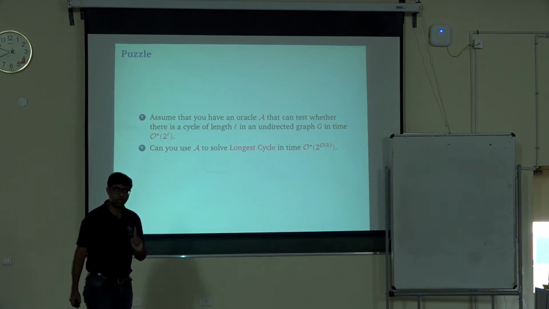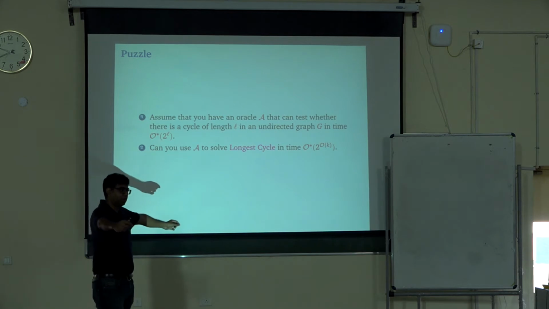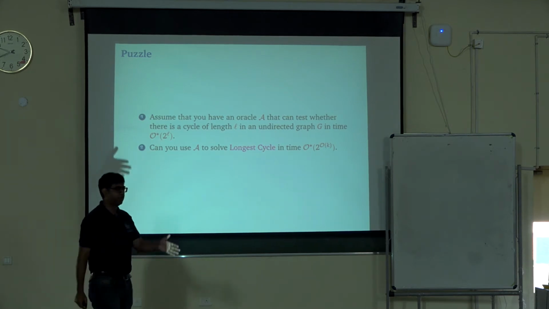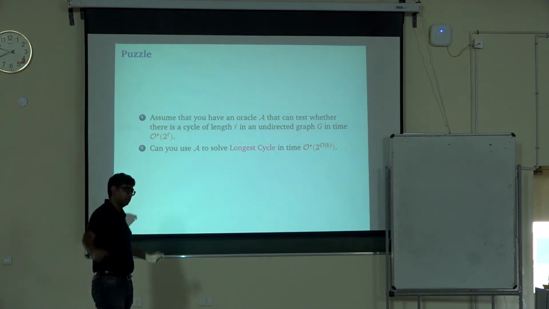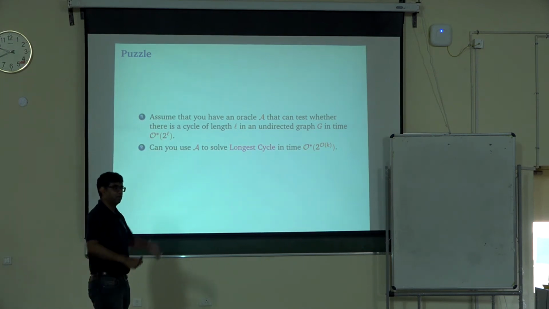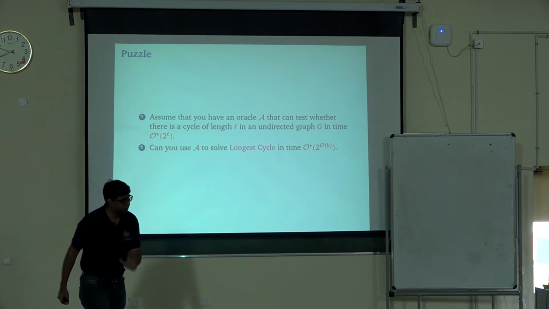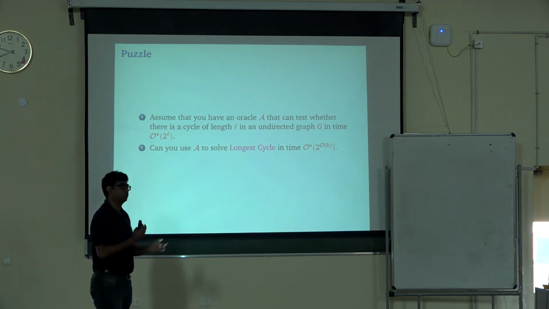I was not asking exactly equal. It could be that my graph has no cycle of length k, k plus 1, and the only cycles are, like, a Hamiltonian cycle, right? But I'm still asking, can you find this long cycle, or at least k, using this oracle? Again, it's a puzzle.